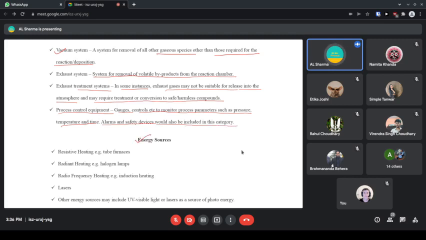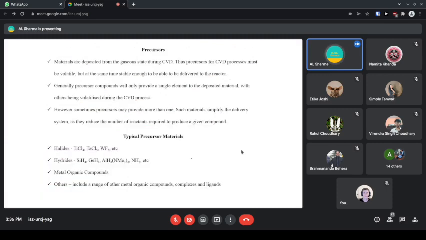What are the energy sources? It may be resistive heating, radiant heating, radio frequency, laser, or other energy sources used to create the vapor of your precursors. These are the energy mechanisms that may be used to create the vapor of your precursors.